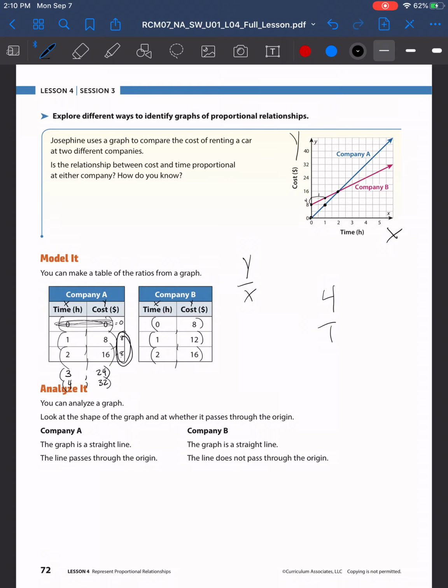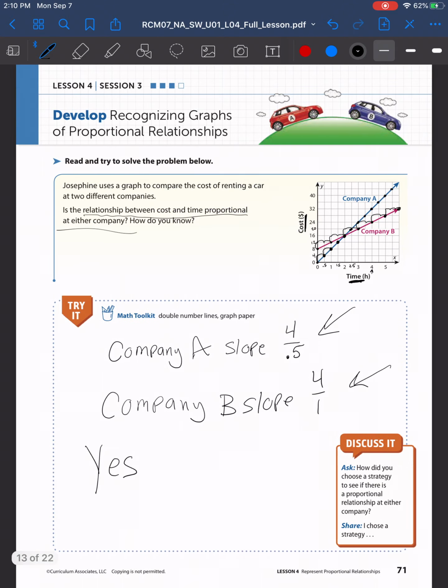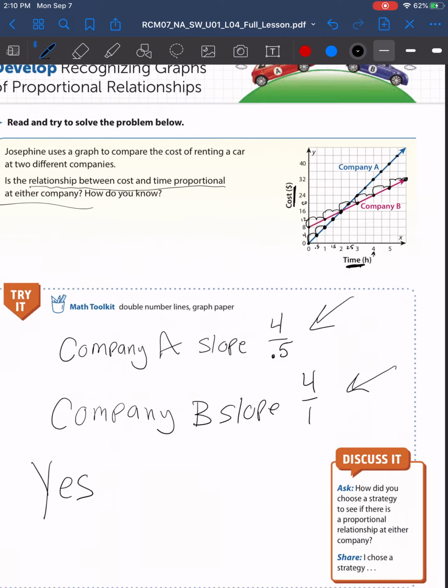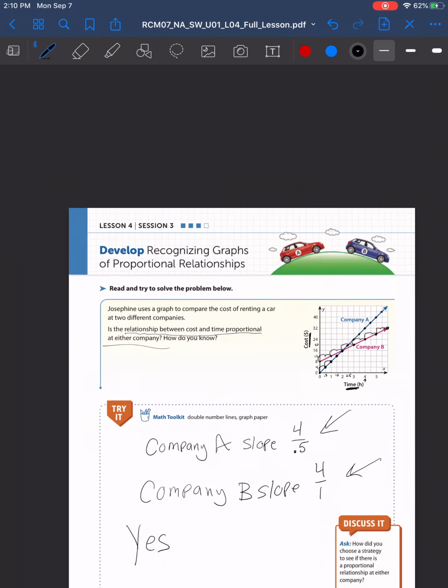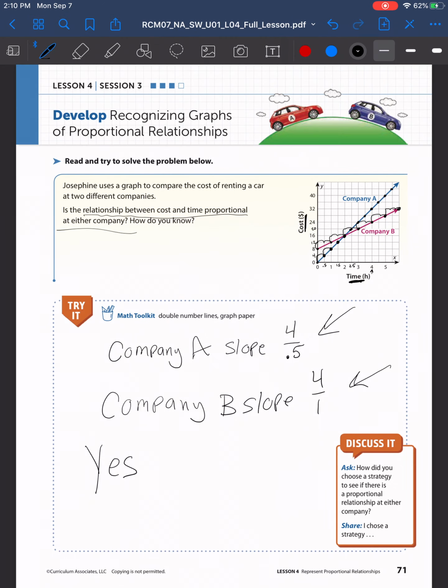Does that mean it's not a constant proportion? Did we make a mistake over here? Company A, you can divide each of your x's and y's and get a nice answer, right? But company B, you cannot divide your y's and your x's and get a nice answer. So that means, oh, I made a mistake here. That means A is constant. B is not.